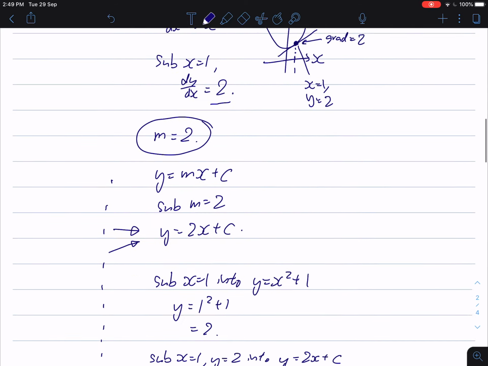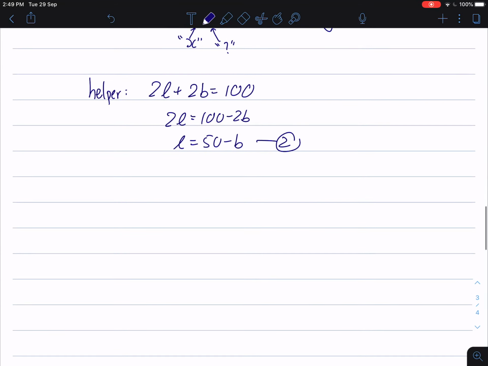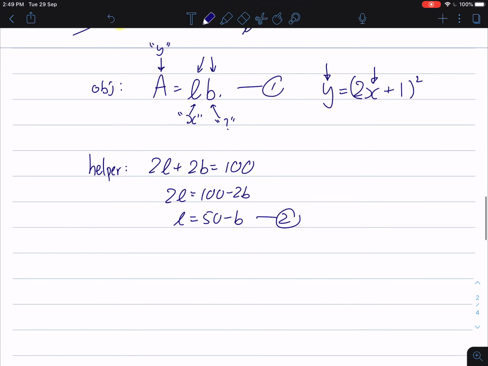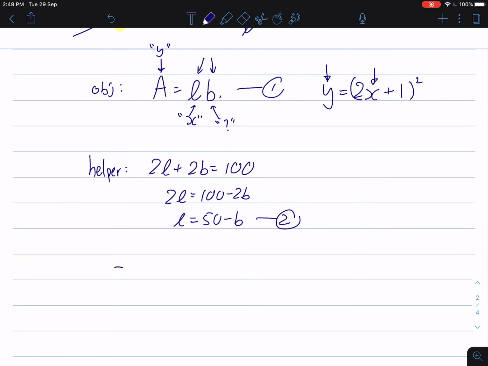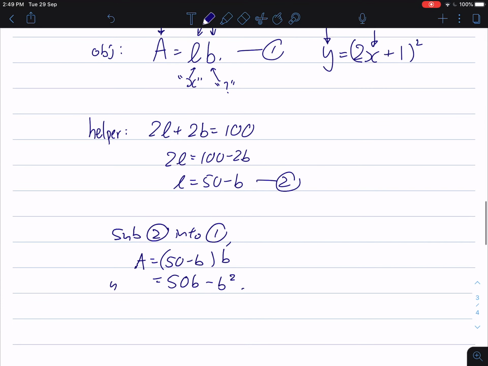Okay, let's do that. So step 3. Helper down below, objective up above. Observe, I have A equals to something in terms of B. Isn't this nice? It's beautiful, right? Because now I can let this be my Y and let this be my X.